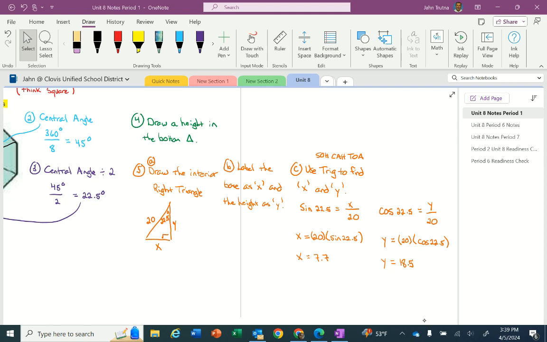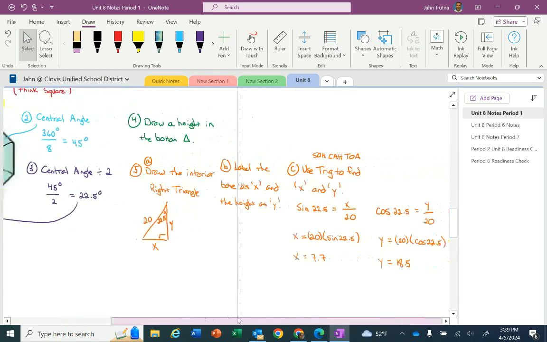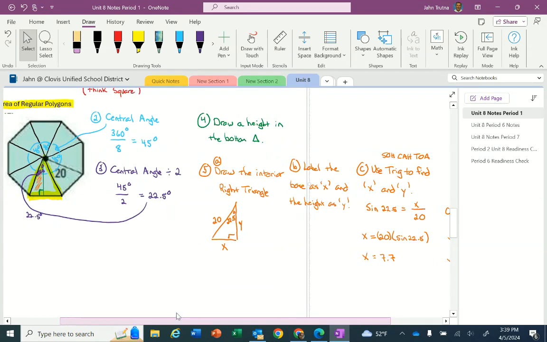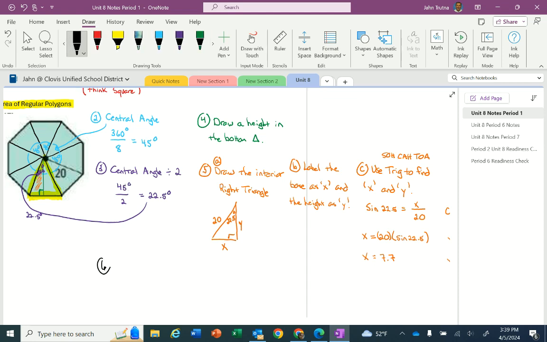Now I move on to step 6. Step 5 is the most lengthy step of all your steps, by the way. So if you're kind of freaking out going, holy mackerel, Mr. Trutna, what the heck? Step 6. Now we're going to find the area of the bottom triangle.